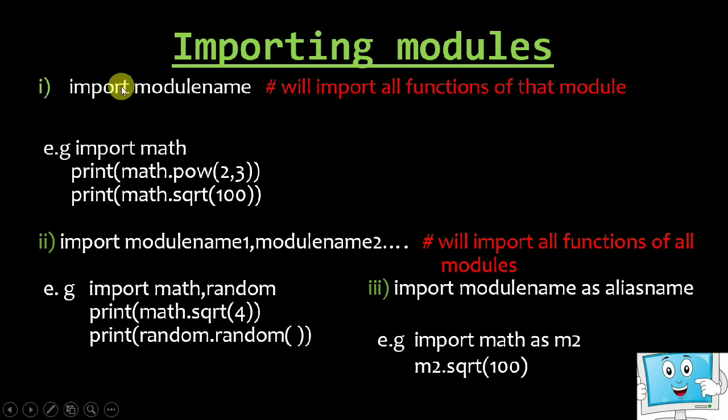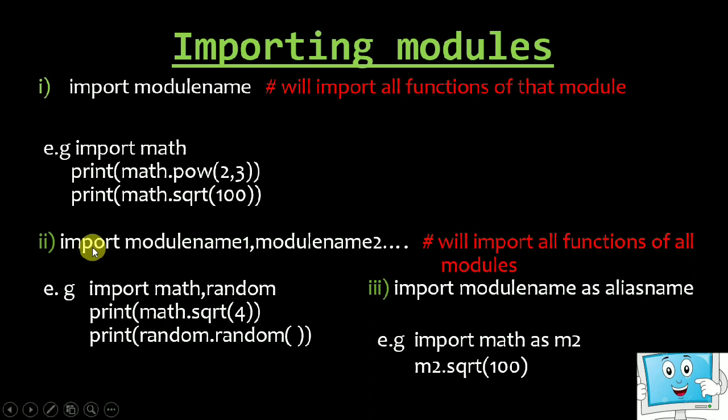Now there are different ways to import the module. The first is what we have seen: write down the import keyword and then the name of the module. So it will import all the functions of that module. If you want to use the power function, the square root function or any other function related to the math module, you can use it anywhere. The important thing is when you start with the import keyword, you have to first type the name of the module and then the name of the function.